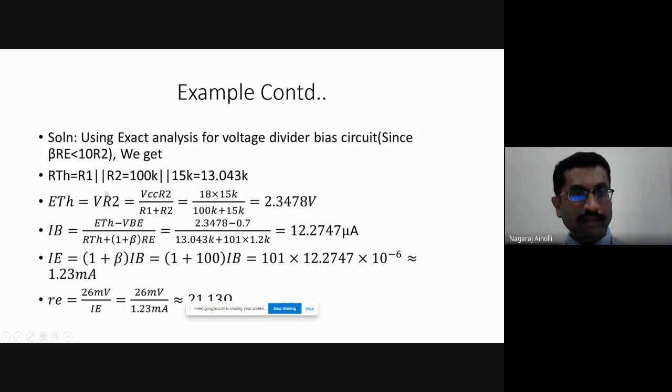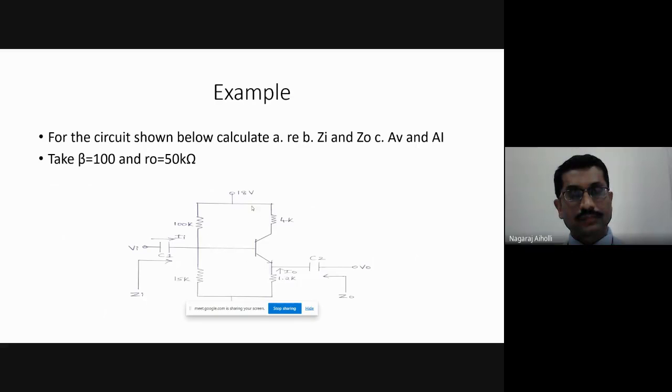First, we are finding RTH, that is R1 parallel R2. R1 is given as 100K, parallel 15K. Check how much you get: the parallel combination of 100K and 15K. Find out the value. Tell me what is the value.